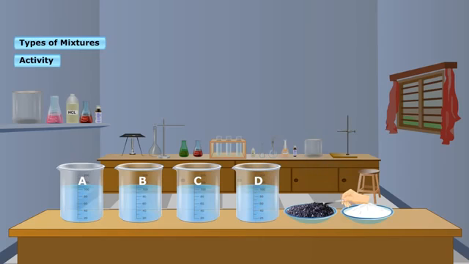Put 1 full spatula of potassium permanganate in the beaker A. Put 2 full spatulas of potassium permanganate in the beaker B. Put 2 different ratios of potassium permanganate and salt in the beakers C and D. Now, stir all the liquids in all the beakers.